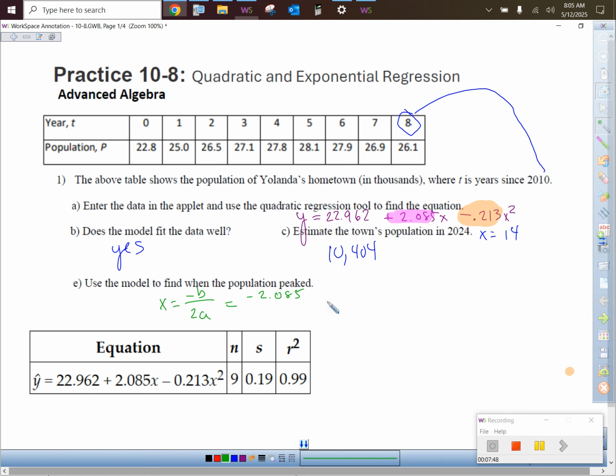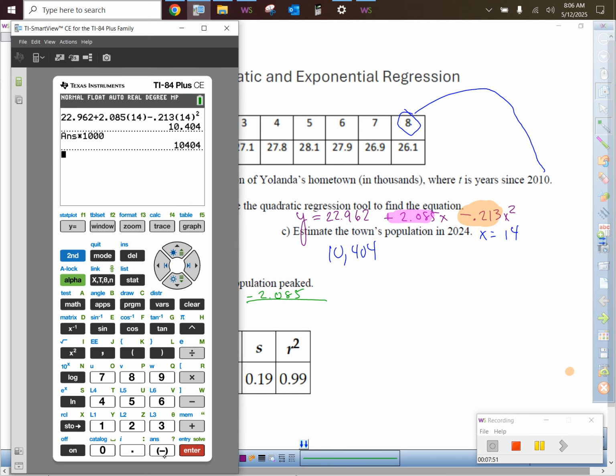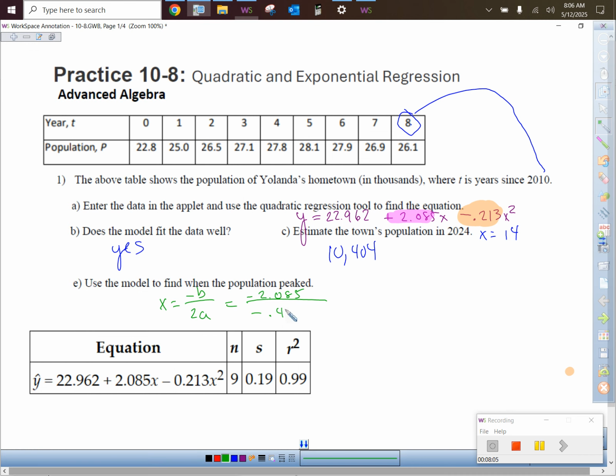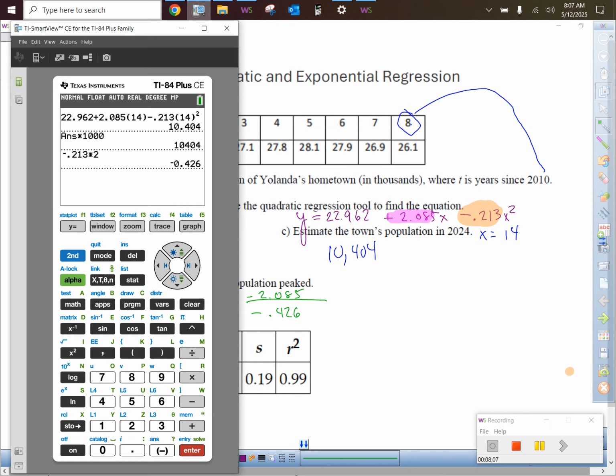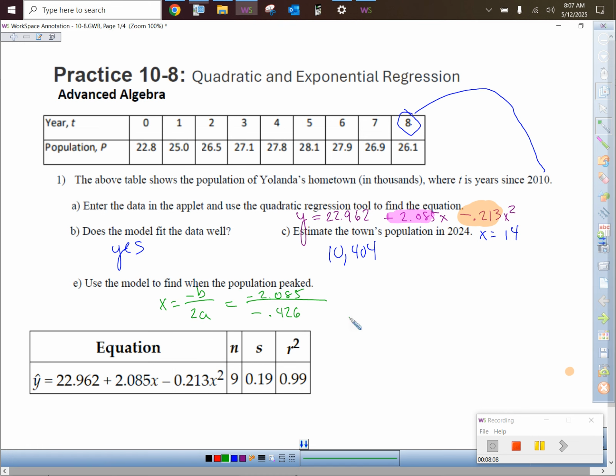And then 2 times A, I'm going to grab my calculator and do negative 0.213 times 2. You just got to make sure you get the right A value, because some people use the C value because they wrote everything backwards. Negative 0.426. I said it wrong, wrote it right. So punch that in.